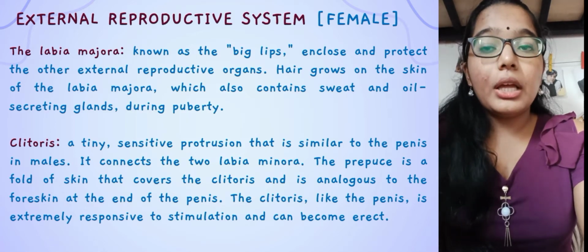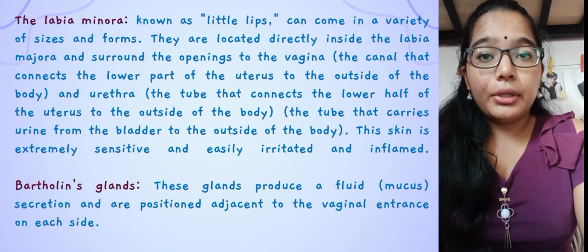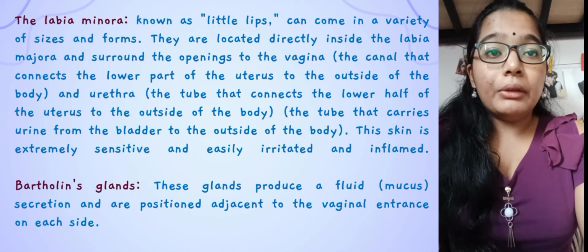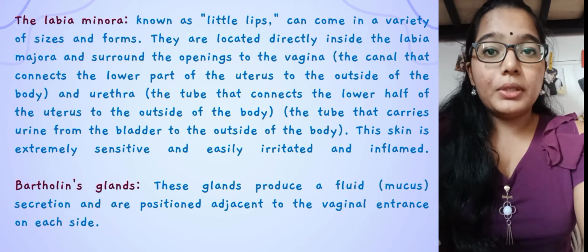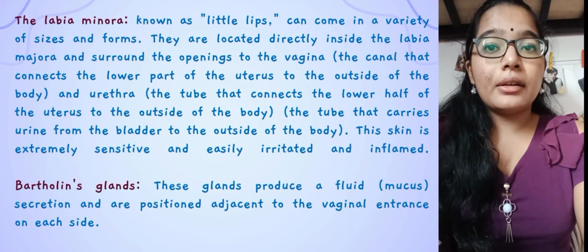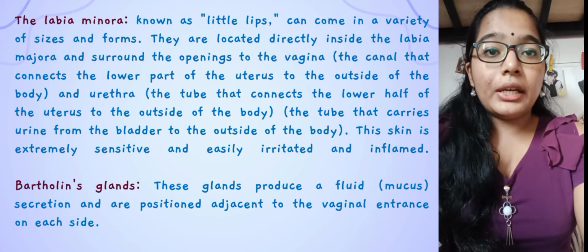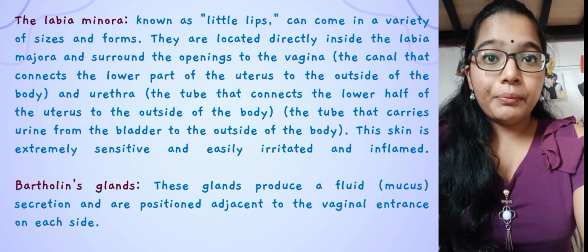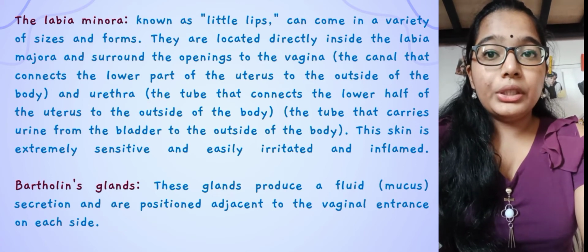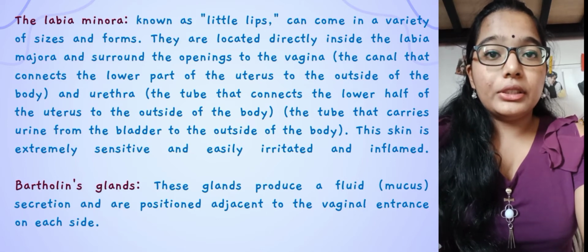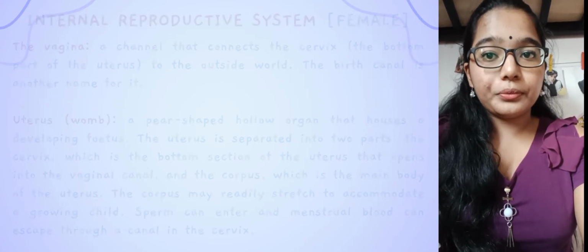penis. Then, labia minora, also known as the little lips, can come in a variety of sizes and forms. They are located directly inside of the labia majora and surround the opening to the vagina and urethra. Finally, Bartholin glands. These glands produce fluid secretion and are positioned adjacent to the vaginal entrance on each side.